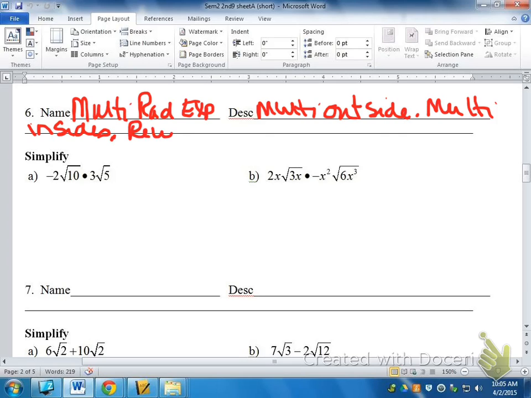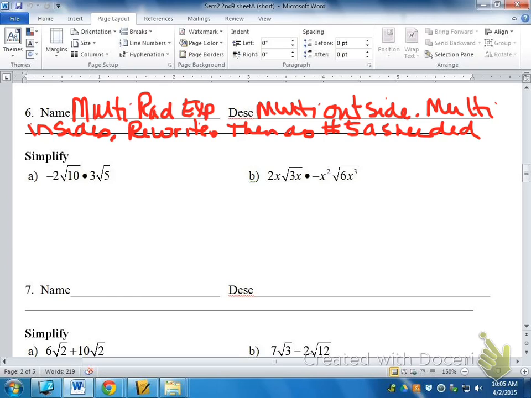Rewrite. And then I'm going to say, then do number 5 as needed. I don't want to write the whole thing out again. If you have to simplify, then you have to simplify. Okay? You may or may not have to. It just depends. So you multiply the outsides, you multiply the insides, rewrite, and then do number 5 as needed. So let's look at 6a.